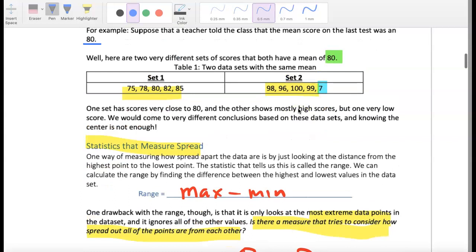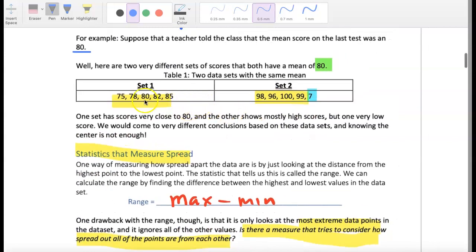And so in this first example, what we mean by spread, look at set 1 and set 2. You could see set 1 has a lot of consistent values next to each other. They both have a mean of 80. And then look at set 2, you will see, even though the mean is 80, this outlier really affected the mean.